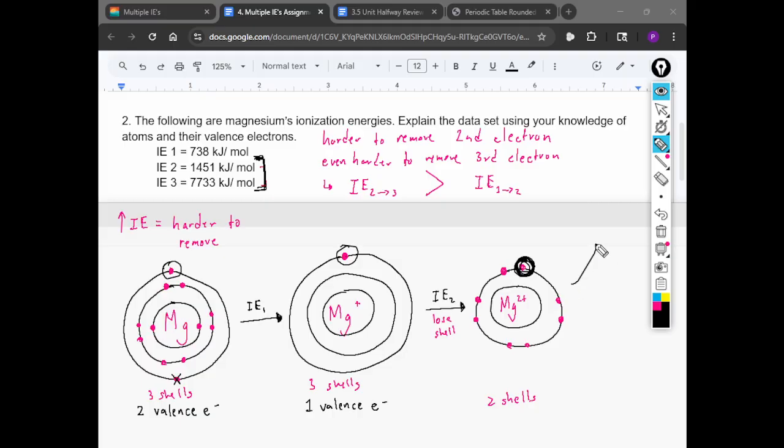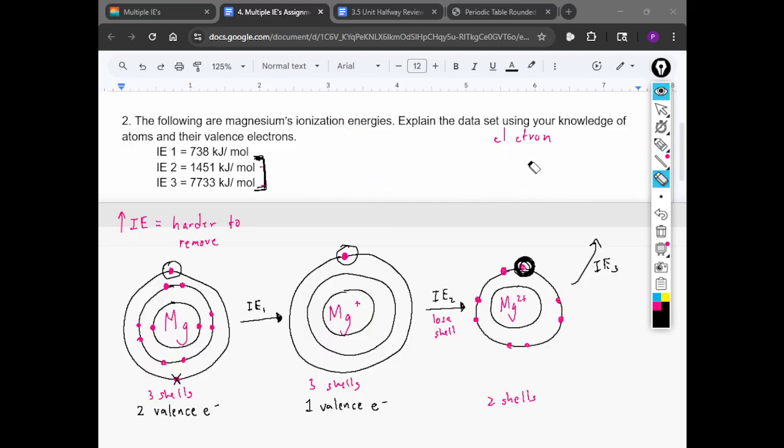Because if we're taking a 3rd electron, and you guys don't need to draw this one, but if we take away a 3rd one, we're taking away this electron in the 2nd shell, right? And I'm sure some of you guys can kind of tell why it's so much harder. It's because of the shells. So if we were going to write an explanation why, right here, this would be our explanation.